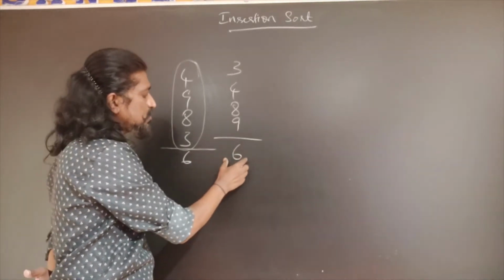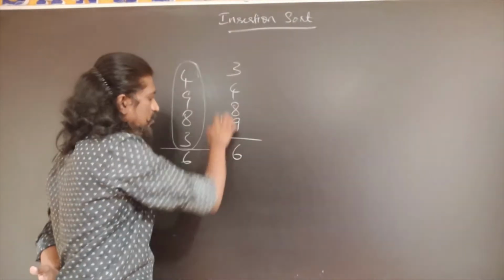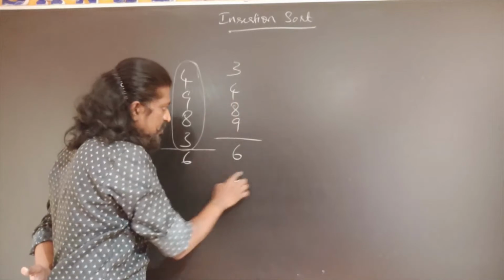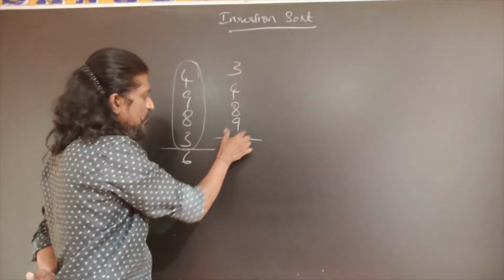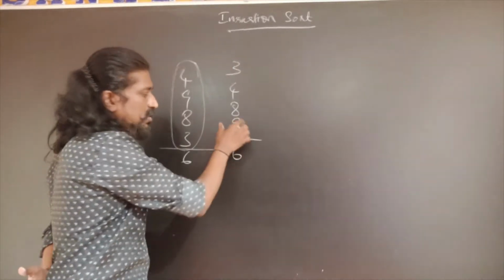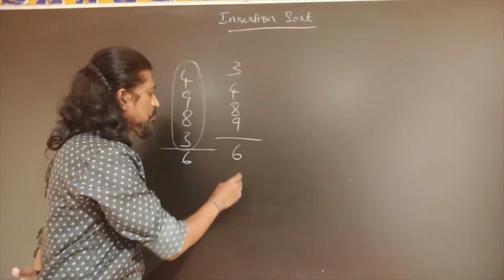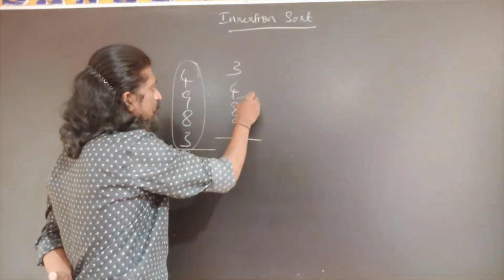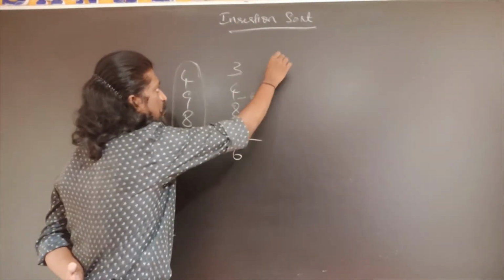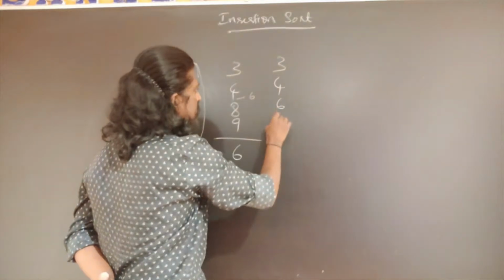What is the relationship between the solved subproblem of size n minus 1 and the original problem of size n? This one element has to be inserted somewhere in this solved subproblem. How are we going to do that? We have to find a suitable position. 6 has to come in between 4 and 8, so 6 will be inserted in this particular position, and we get the sorted list like this.